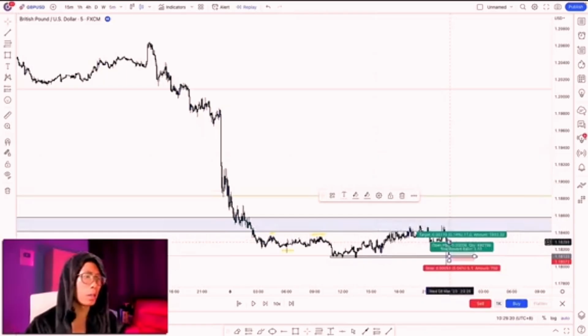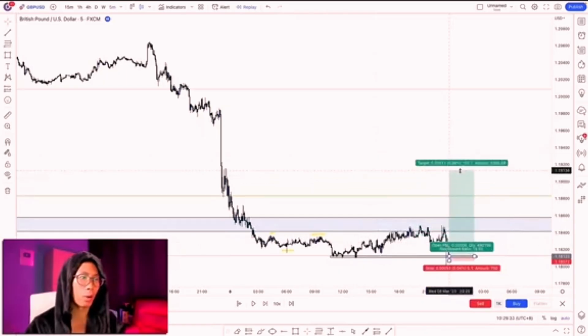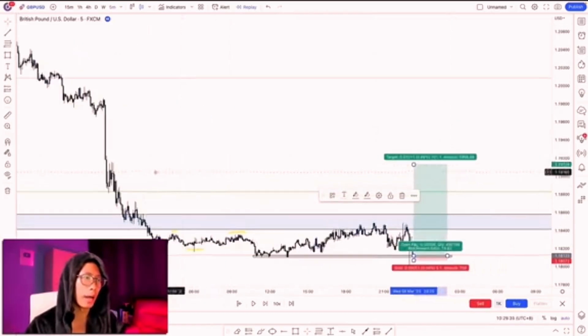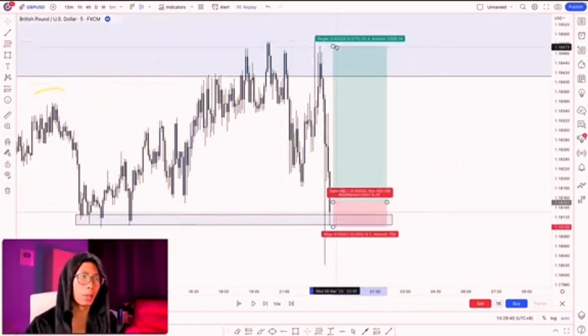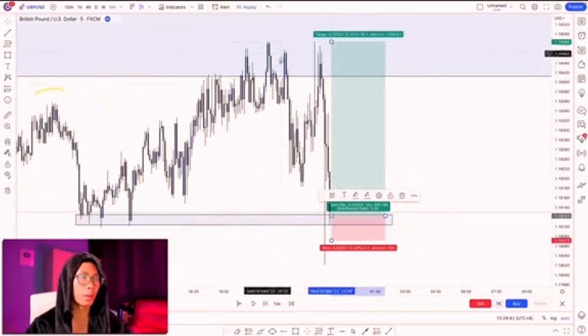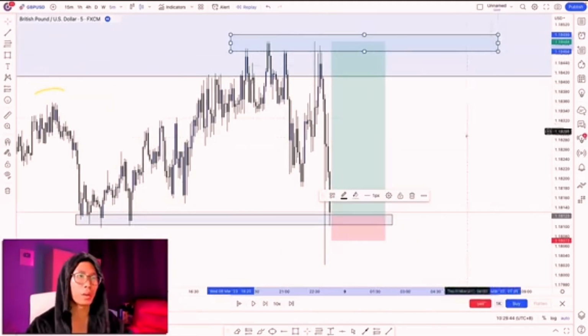If you're scalping, maybe you can get out somewhere right around here, right? Somewhere right around here, at the next key level, or even somewhere right around here, the next key level, you can get out of the trade if you are scalping. Right? If you're scalping, you can just get out at this resistance area here, somewhere right around here.